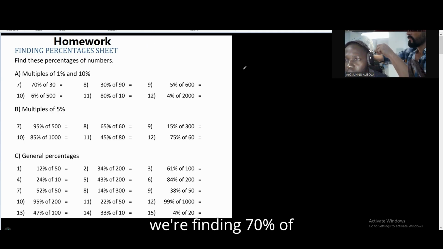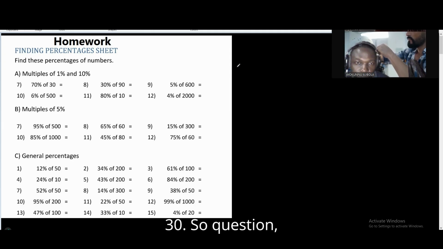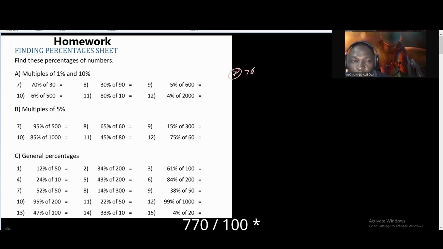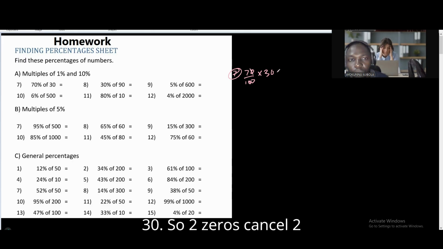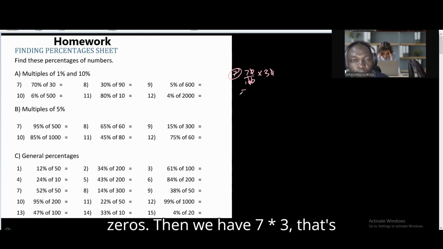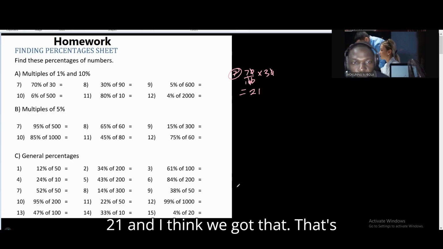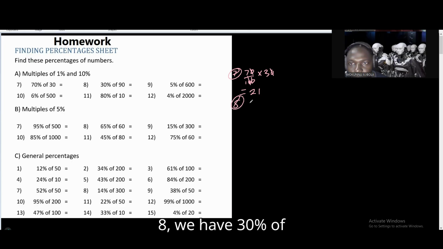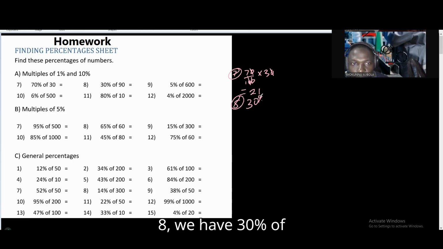we're finding 70% of 30. So question, okay, I call it question seven. 70 over 100 times 30. So two zeros cancel two zeros. Then we have 7 times 3, that's 21. And I think we got that as 21, okay? Right? Yeah.